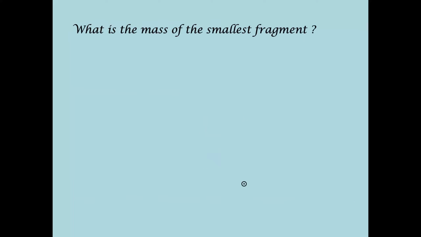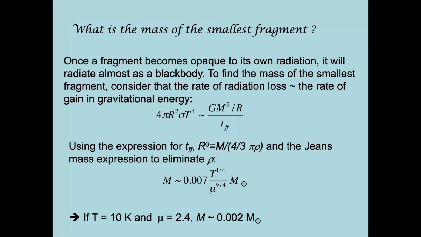This means that eventually you get to the point that your fragmentation is stopping. So what is then the smallest mass of a fragment that you can produce? Of course, it will depend on the environment, on the number density, on the temperature, but we can express and find a number for typical values. So how do you set this problem if somebody asks you what is the mass of the smallest fragment?